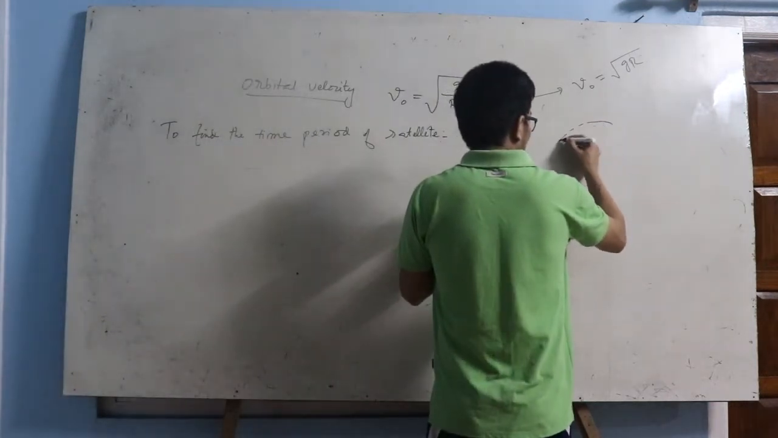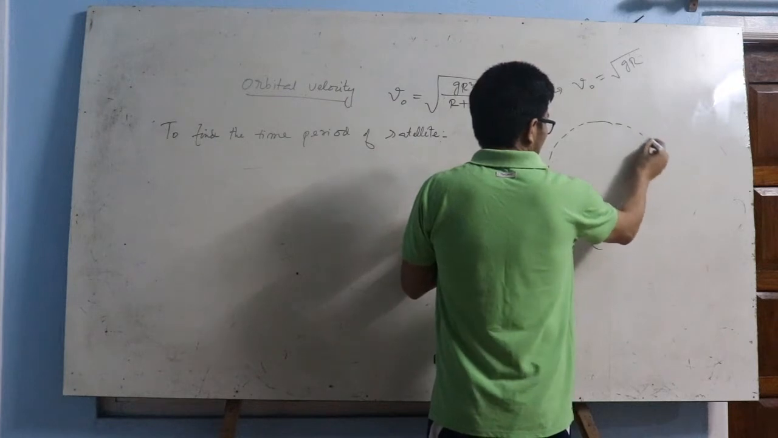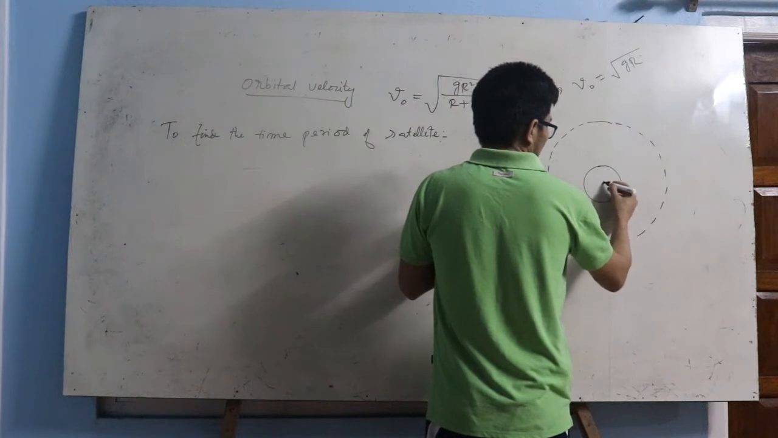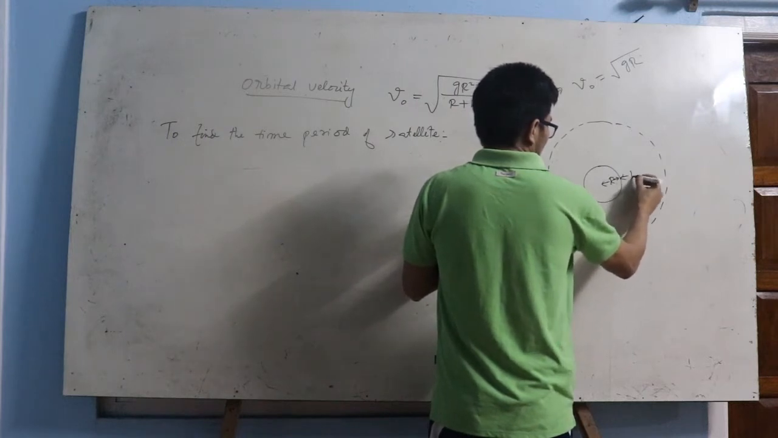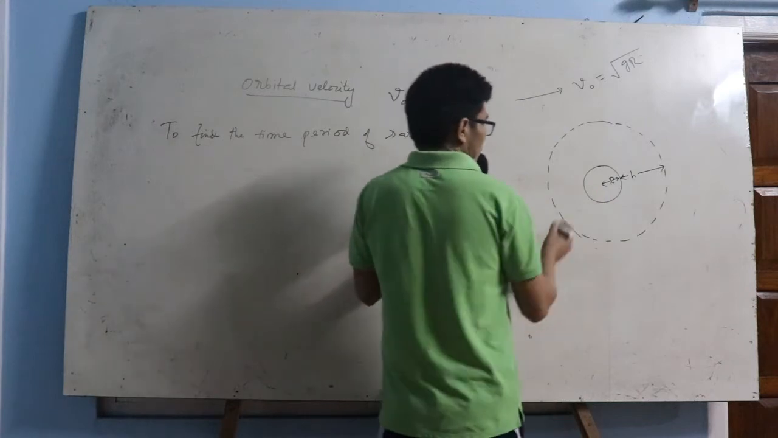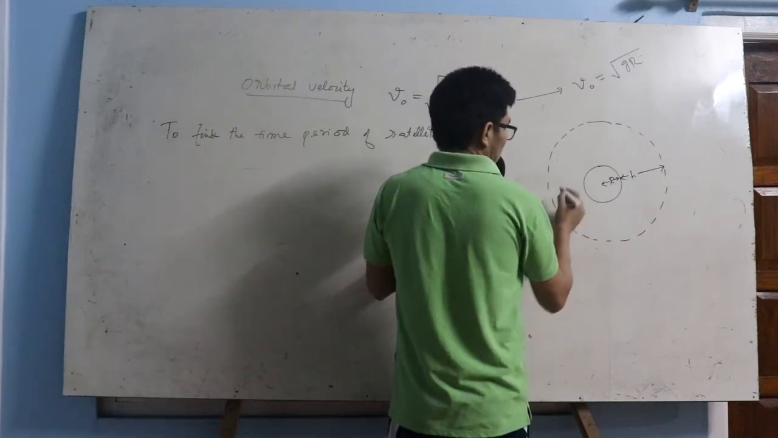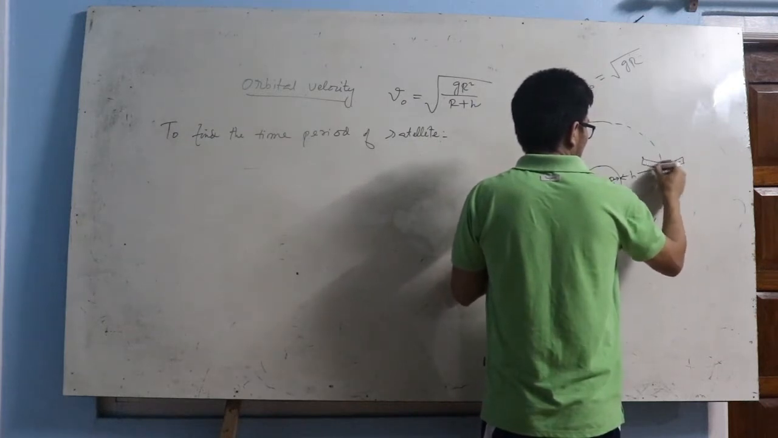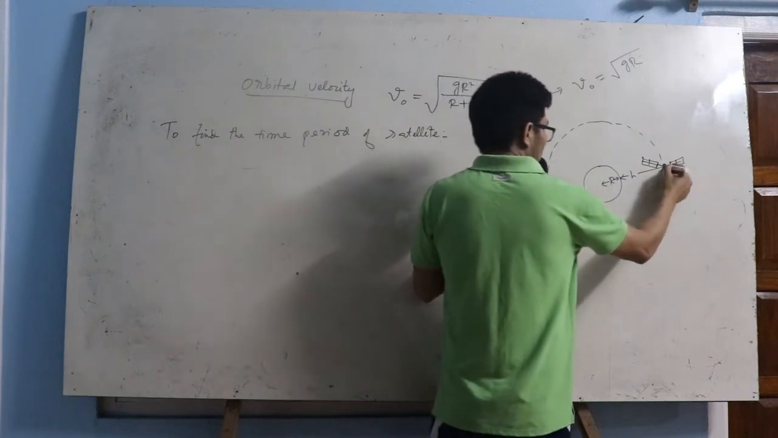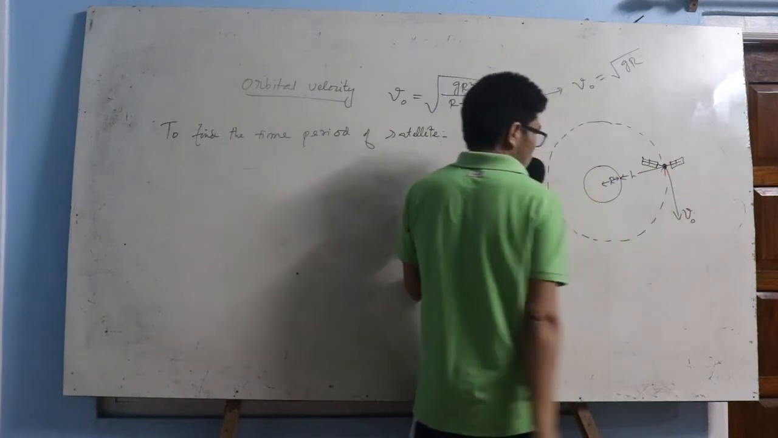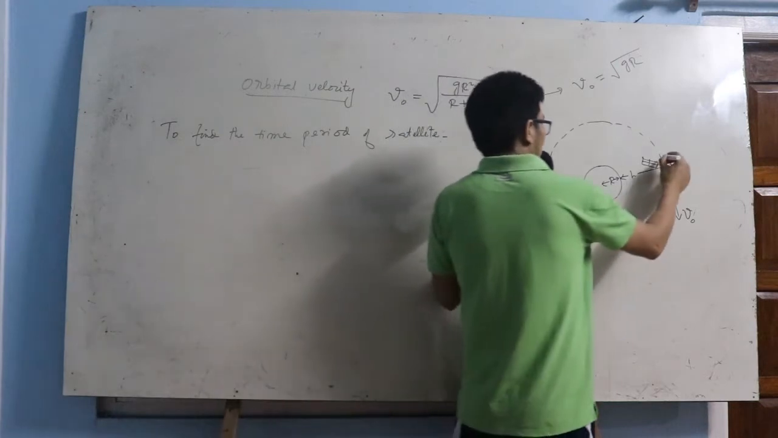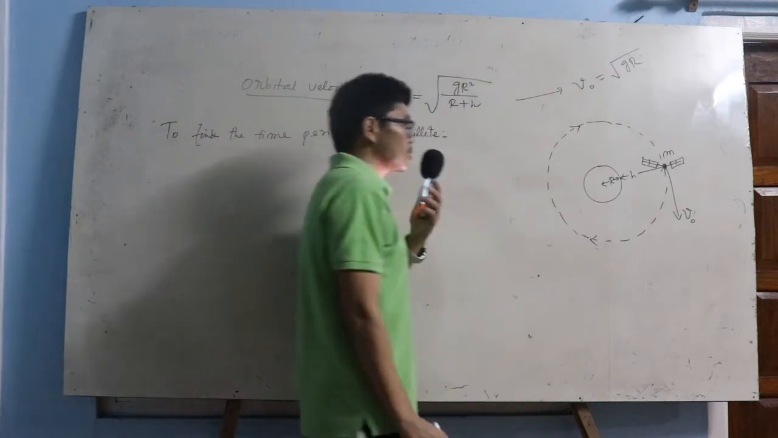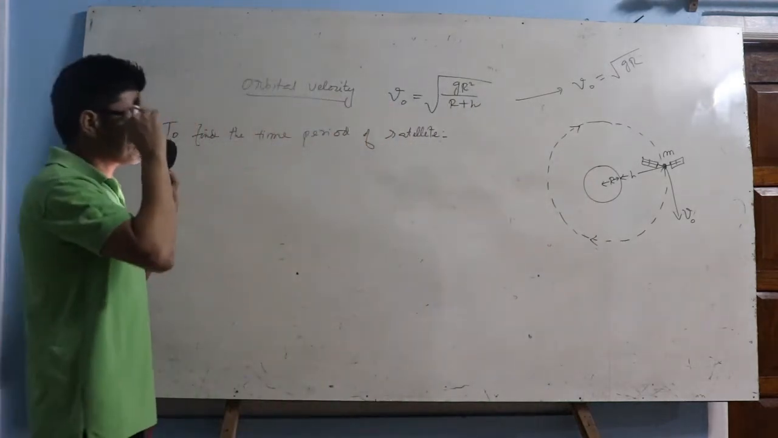Looking at the figure again, this is the orbit of the satellite. This is the earth with radius R, height of the satellite h here. And here is the satellite. When it moves, it has orbital velocity VO with a mass of m here. It has to go along this circular orbit here.